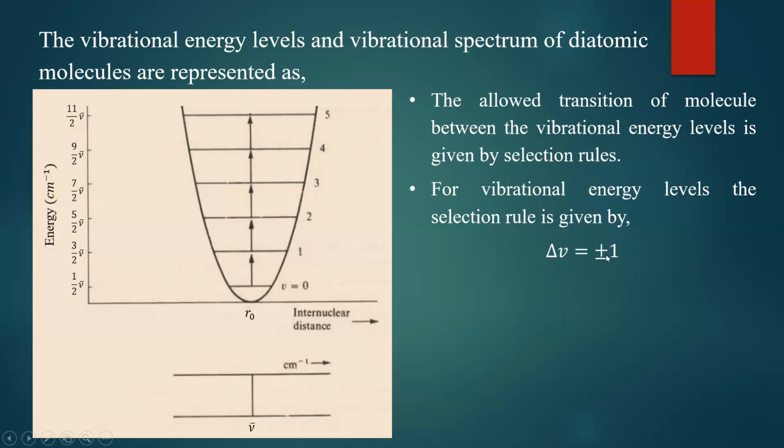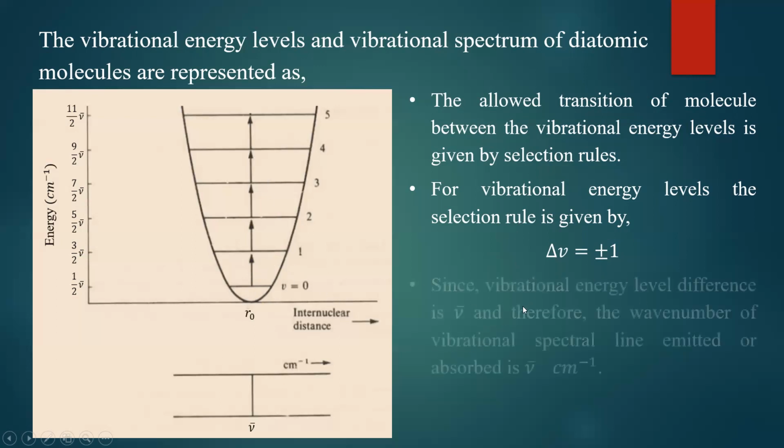So plus 1 represents the emission, minus 1 represents the absorption. Here, the initial value of V is 0, the final value of V is 1. So initial V minus final V gives you minus 1. So this is giving rise to absorption. So the molecule will go to a higher energy level by absorbing the photon. The molecule can come back to the lower level by emitting the photon. So when emission takes place, delta V equal to plus 1, and when absorption takes place, delta V is equal to minus 1. So this is the selection rule for vibrational energy transition.